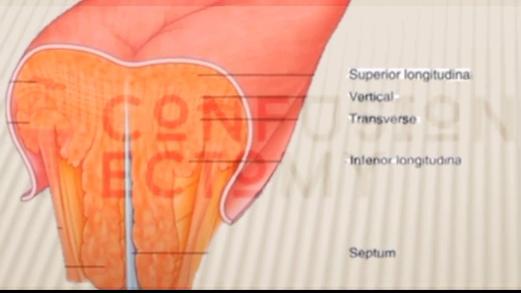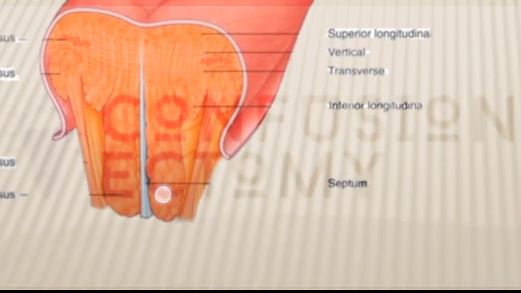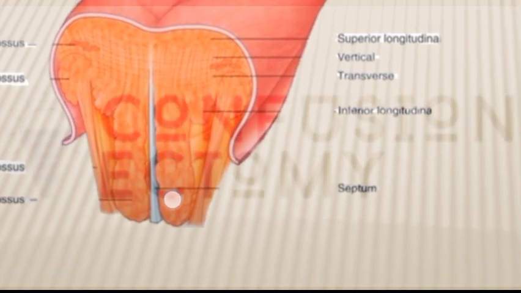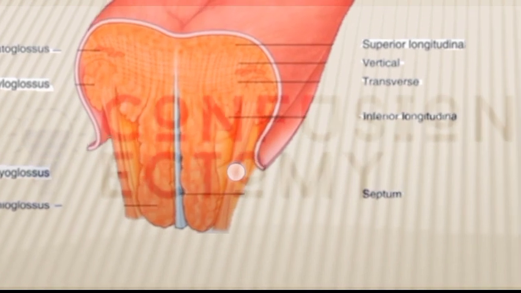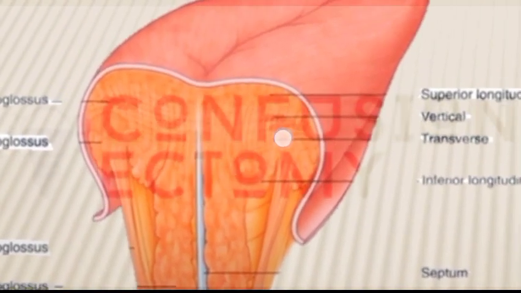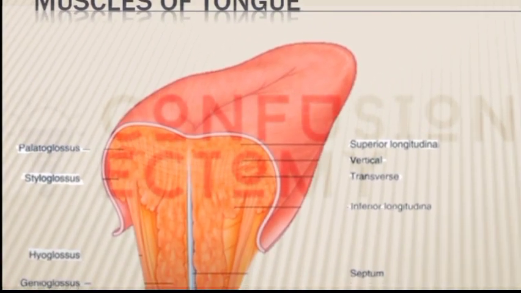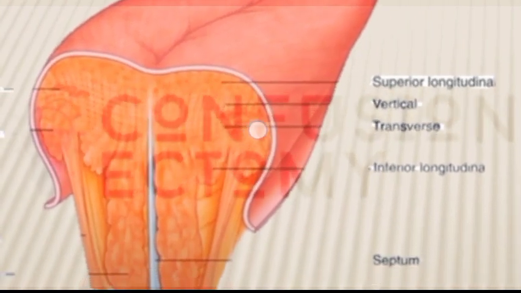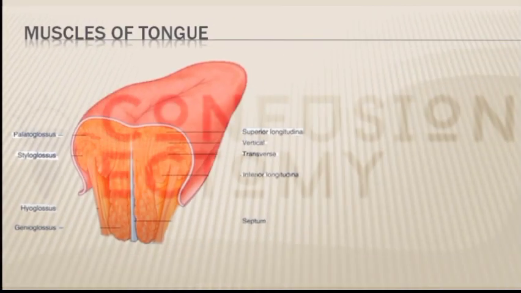The muscles which are present just lateral to the median septum are the genioglossus muscles. Then lateral to the genioglossus muscle, these long muscles are the hyoglossus muscles. Above the hyoglossus muscle, this round mass over here is the styloglossus muscle. And above the styloglossus muscle, at the lateral sides of the tongue, at this point, these are the palatoglossus muscles. This was the posterior view.